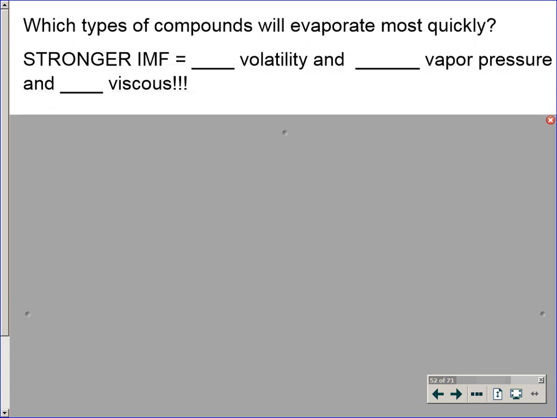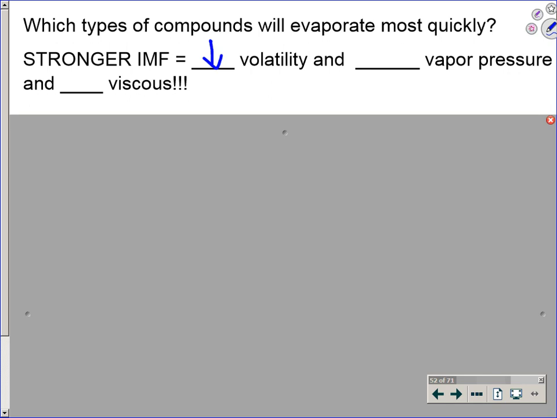All right, so relate each of these properties for me. If you have a strong IMF, what does that mean for your volatility? What does volatility mean? No. You're thinking viscosity. Volatility. It means to evaporate. It's going to make a gas, right? So if you have a strong IMF, what does that do to your volatility? Lowers the volatility. It means you don't make a lot of vapors. You don't make a lot of gas in a readily available fashion.